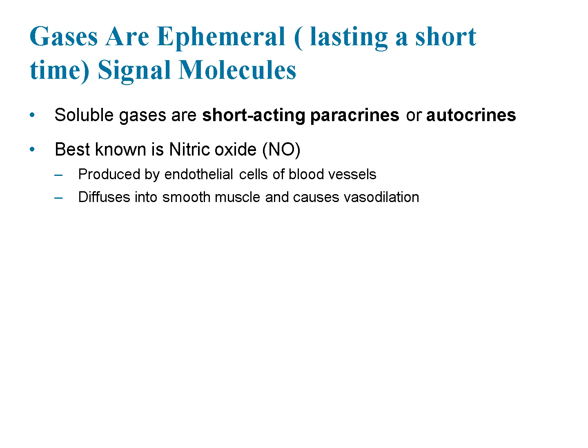Nitric oxide's role in vasodilation has important clinical applications. For example, it's the mechanism behind drugs like nitroglycerin, which are used to treat conditions such as angina by increasing blood flow to the heart. Because gases like nitric oxide are short-lived, their effects are tightly regulated, preventing prolonged or unwanted signaling. This makes them highly effective for specific, rapid physiological responses.